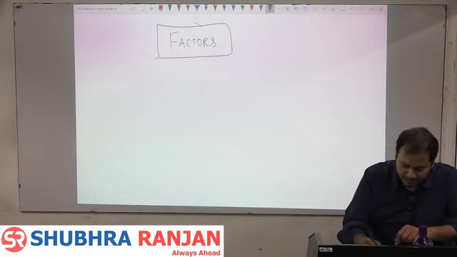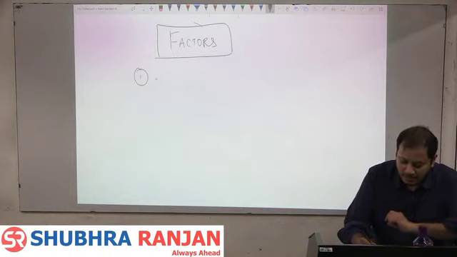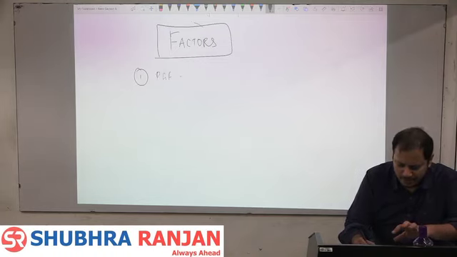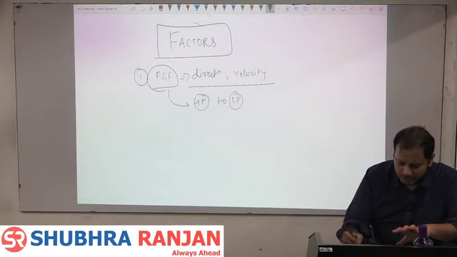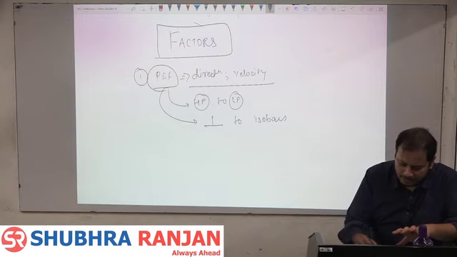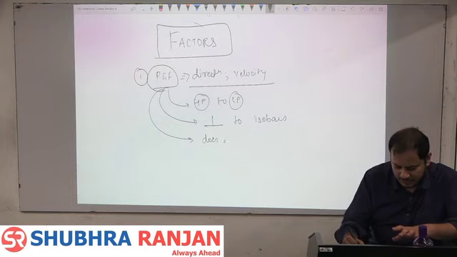So we are doing the factors. I guess we have finished all the 4 factors. The first is pressure gradient force. I'll quickly revise: direction and velocity. Pressure gradient force is always from high pressure to low pressure. Pressure gradient force is always perpendicular to isobars. Fine. And pressure gradient force does not change its direction with velocity.